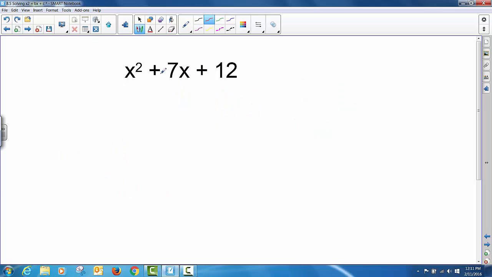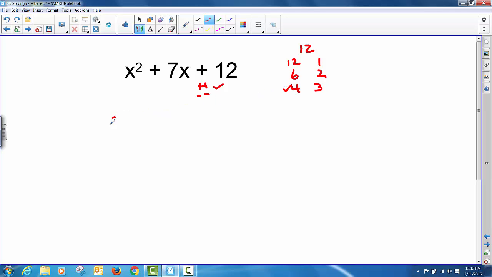Alright, so we've got x squared plus 7x plus 12. This tells you it's plus plus or minus minus, and this tells you that it's going to be plus plus. That's the choice of the two. Now what you want are factors of 12 that add up to 7. So we've got 12 and 1, 6 and 2, 4 and 3. And which ones of these add up to 7? Yes, it's 4 and 3.